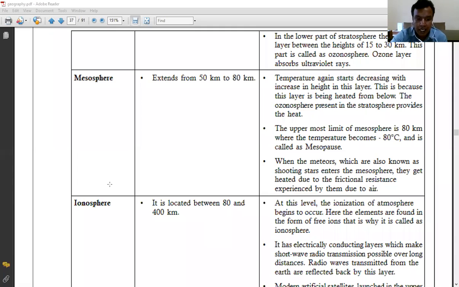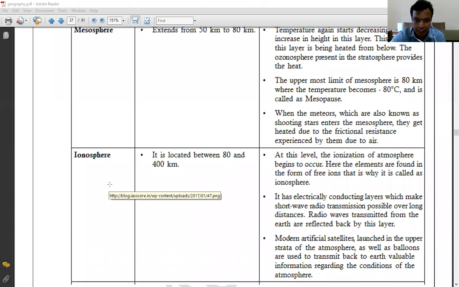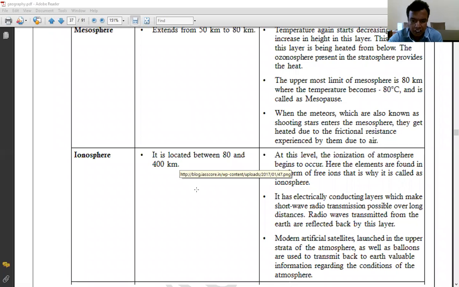Now the next sphere is the ionosphere. The ionosphere lies between 80 kilometers to 400 kilometers above the surface of the earth. And why is this called the ionosphere? Because we know the majority of the gases are in the molecular form.